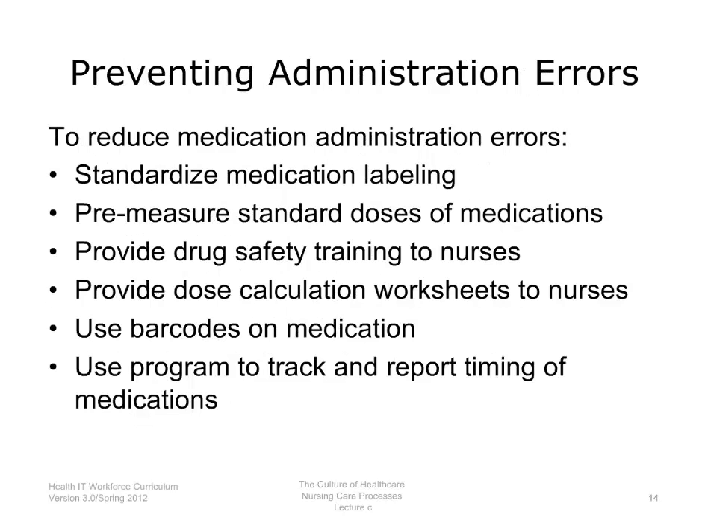Fortunately, researchers have found ways to decrease the medication administration errors that nurses face. Hospitals can standardize medication labeling and pre-measure standard doses of medications. They can provide training in drug safety for nurses. Some hospitals provide worksheets to help nurses calculate the correct doses of medications. To prevent interruptions, other hospitals have used signs or given nurses special vests to wear when they are administering medications. Technological solutions include using barcoding technology on medication and using a computer program to report when medications are given late.